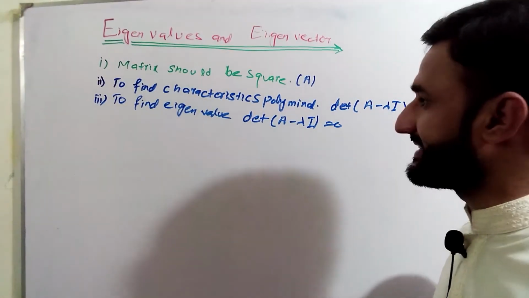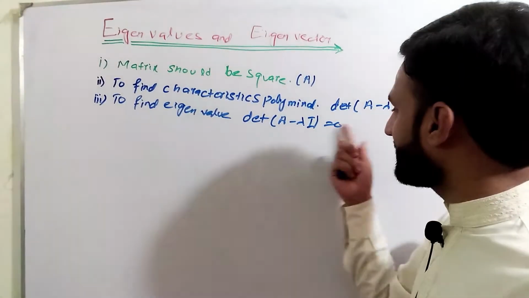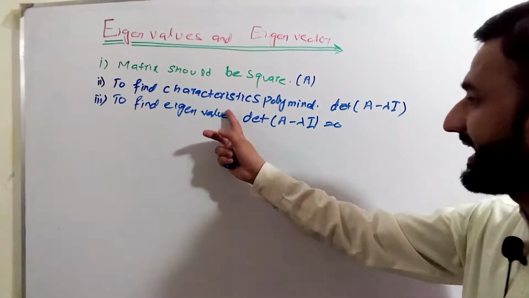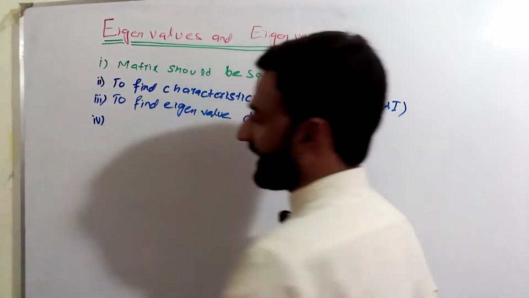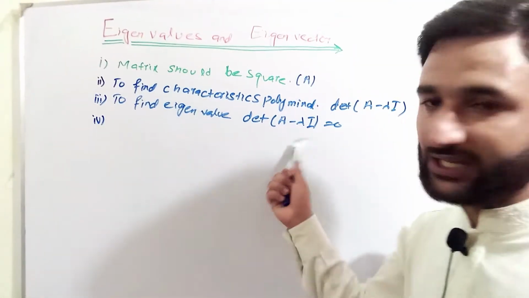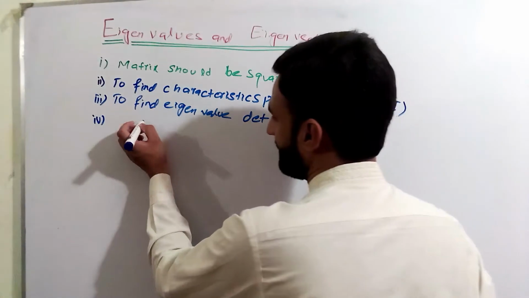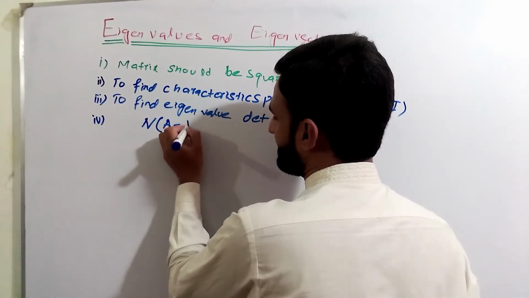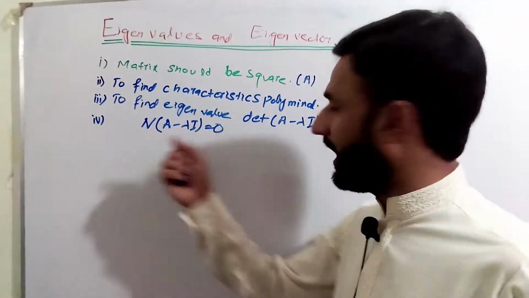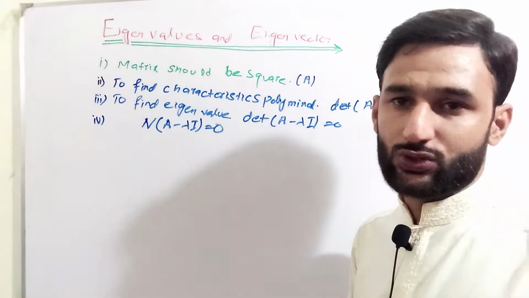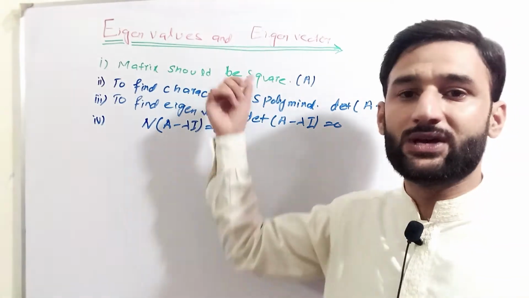In other words, we can say that, for example, you can easily find out the characteristic polynomial. Then you can easily find out the eigenvalues when you put this characteristic polynomial equal to 0. After that, we can find out the eigenvectors. If you find out the eigenvalues, you can easily find out the eigenvectors. For finding the eigenvector, there is A minus lambda I equal to 0. Basically, we are talking about the null space of that matrix. So these are the important steps. Number one step is that the matrix should be a square matrix.